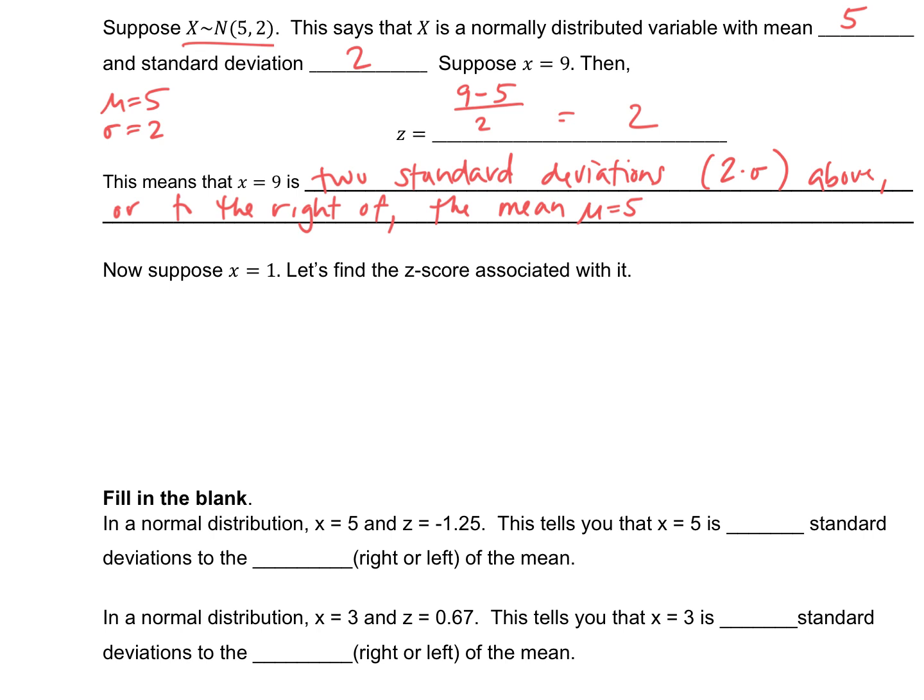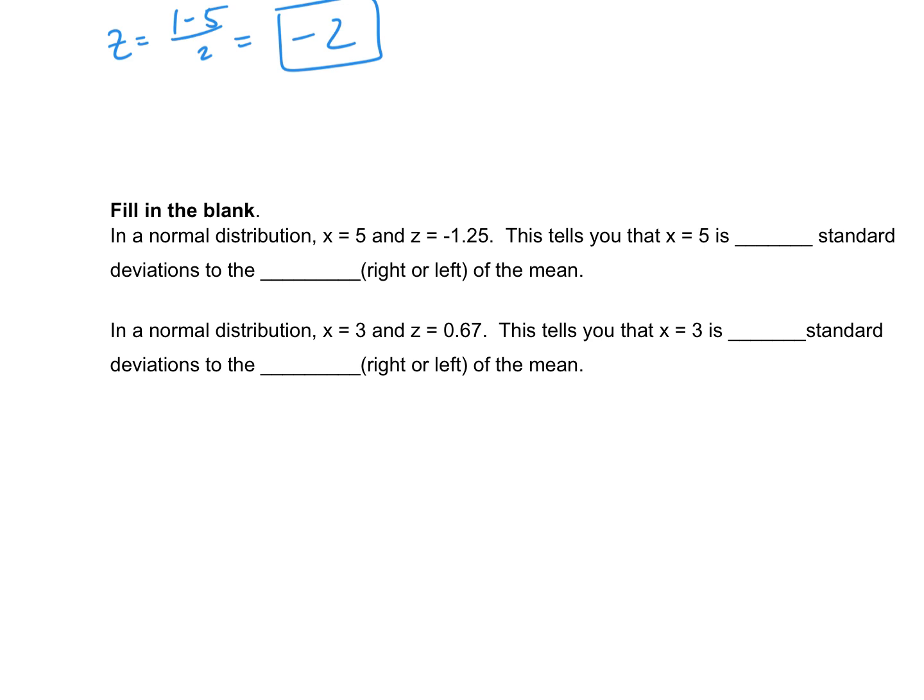Now, suppose x equals 1, find the z-score associated with it. So go ahead and do that. Is it the same mu? All right. So in a normal distribution, x equals 1 and z equals negative 1.25. This tells you that x equals 1 is 1.25 standard deviations to the left of the mean, right? Correct. All right, how about the next one? In a normal distribution, x equals 3, z equals 0.67. What does that tell you? It is 0.67 standard deviations to the what? Right, to the right. Good.